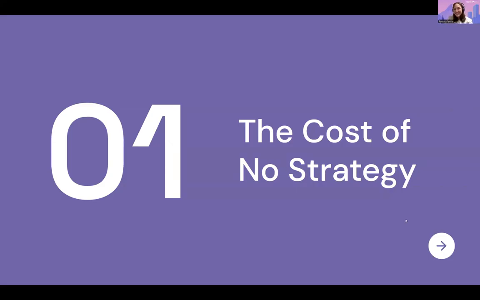Yeah, let's start. The cost of no strategy. This first part is because I think content is a part of our everyday work and lives, but most of the time we leave it as the last priority. No one thinks about the strategy behind the content and how important it is. So this is the main goal for this part.